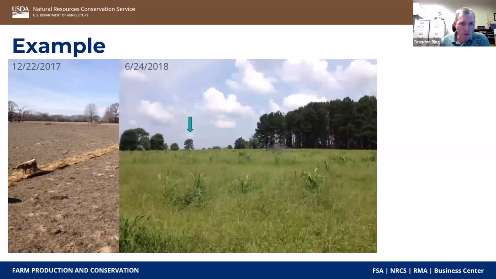Here's a follow-up picture, that same field, that next summer. So you can see we really regenerated a lot of annual grasses on the site and got a lot of production from where we had fed hay across that field the winter before.